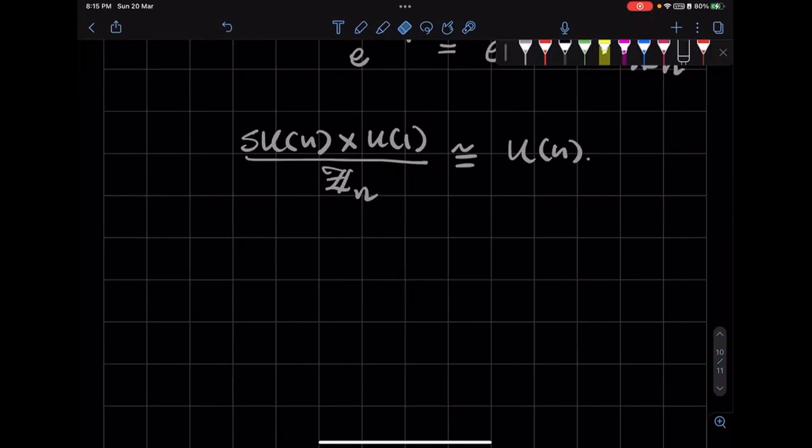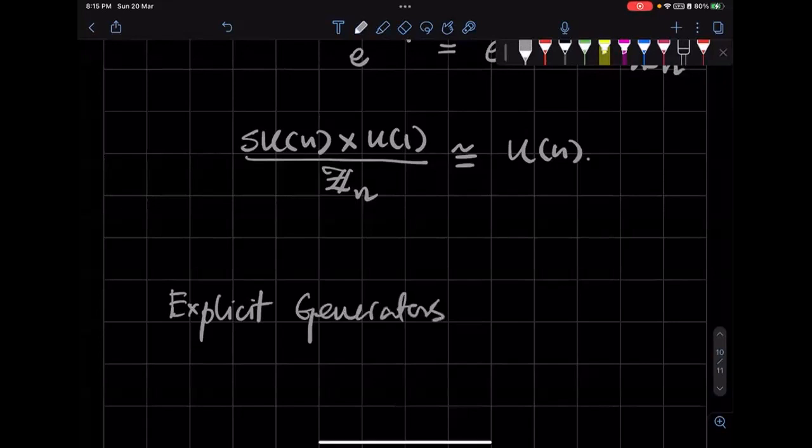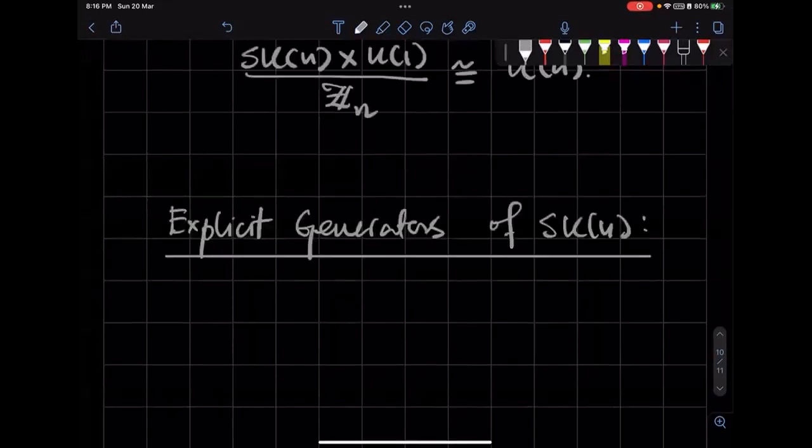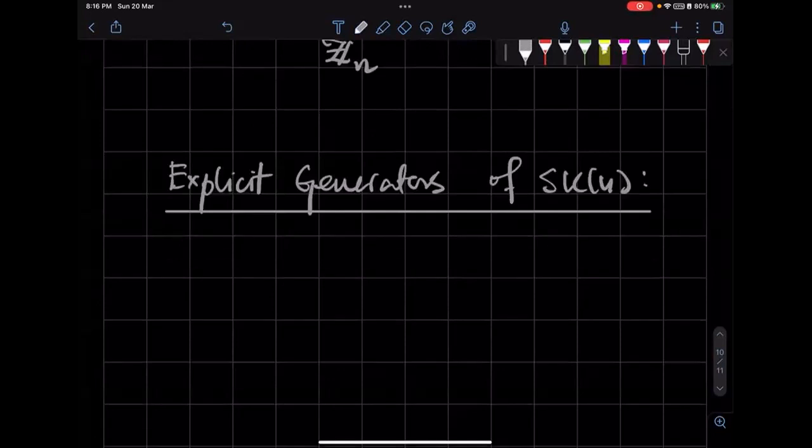So let's look at the generators of SU(N), the explicit generators. And this is a choice that is consistent with the properties that we derived. There are other choices as well, okay? So it doesn't have to be exactly it. This is the choice that I came up with, say.